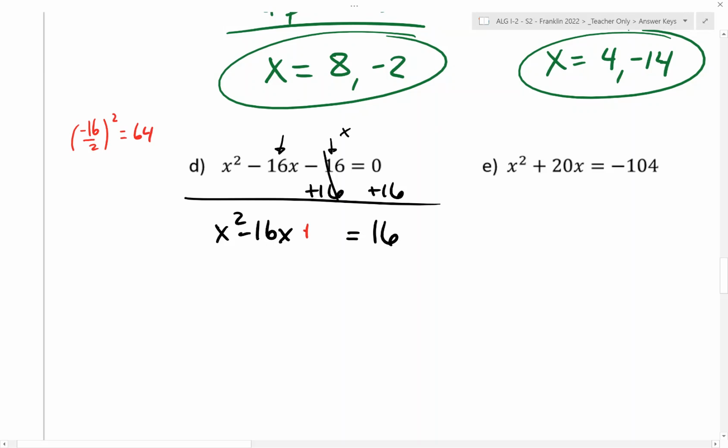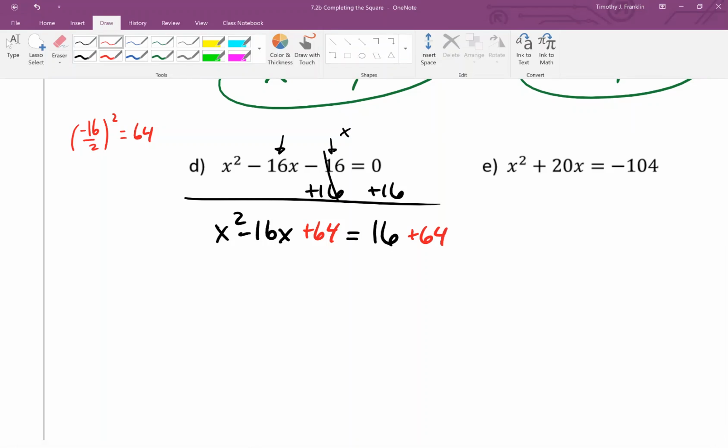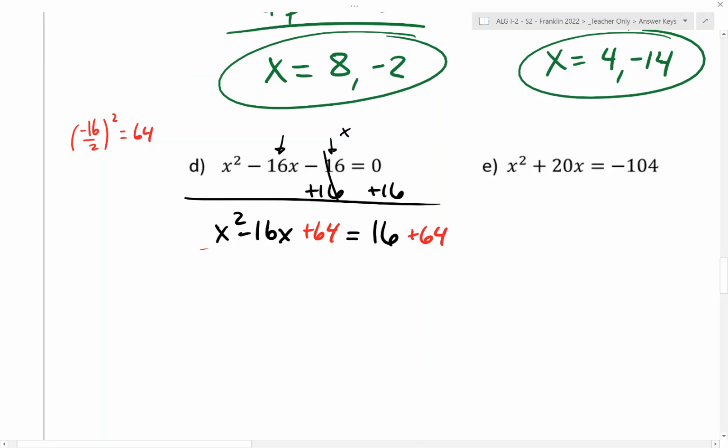So we need to add 64 to both sides here. And this is what it means to complete the square. We're completing the perfect square trinomial so that we can factor it. And this particular one factors into x minus, because of the negative sign right here, x minus the square root of 64, which is 8, squared, and it equals 16 plus 64, which is 80.